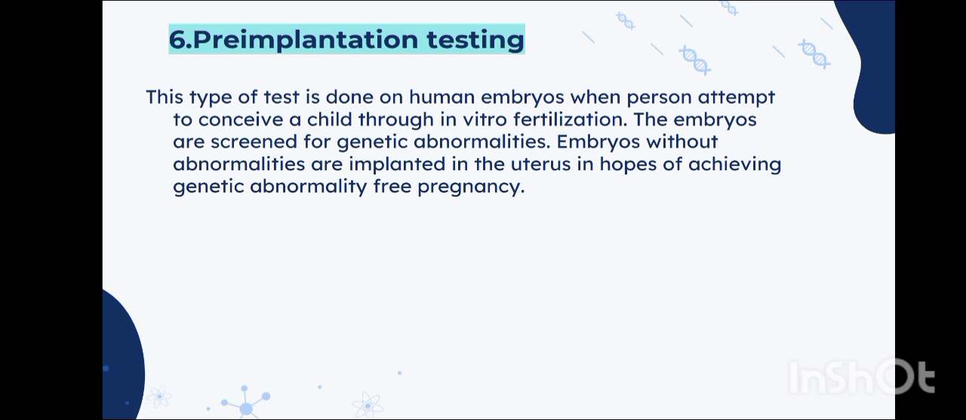So sixth and last is pre-implantation testing. This type of test is done on a human embryo when a person attempts to conceive a child through in vitro fertilization. The embryos are screened for genetic abnormalities. Embryos without abnormality are implanted in the uterus in hopes of achieving a genetic abnormality-free pregnancy.